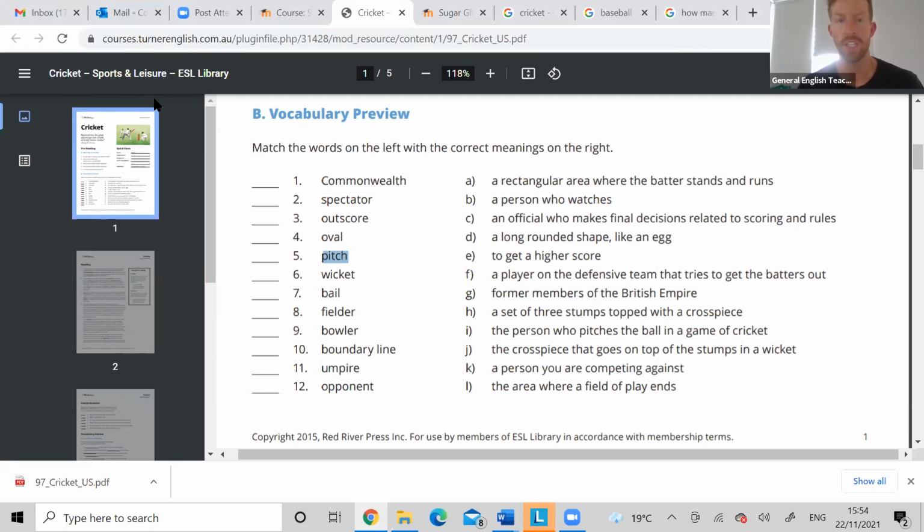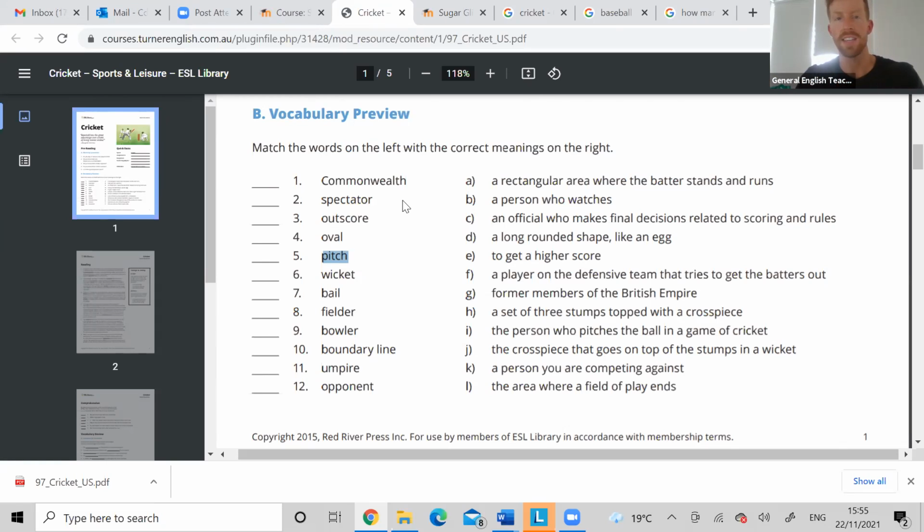Okay, number five is pitch. Let's ask Mayuko, what did you get for number five? I haven't found it, but I think A. Yes, and can you read out A? Rectangular area where the batter stands and runs. Okay, guys, that one is quite specific, but actually a pitch is for any sport which has grass or green. So you know football? You know the green place where they play football? That's called a pitch.